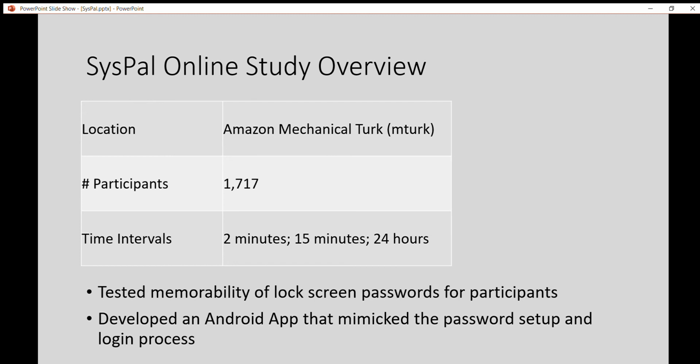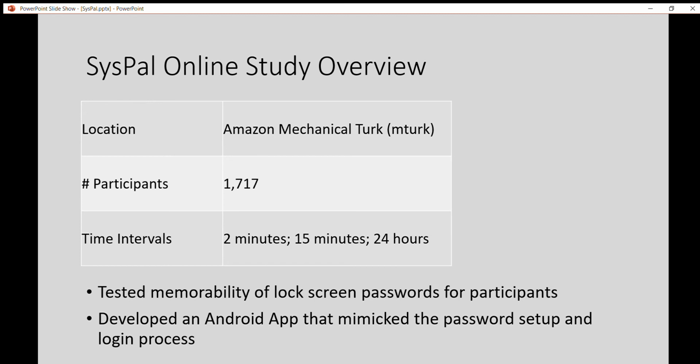For an overview of the online study, it was conducted using Amazon Mechanical Turk, which is a website that allows users to take surveys in exchange for small amounts of money. Think, 10 cents to $5 is the standard. For the study, they were able to recruit 1,717 participants by offering them between $1.50 and $2 in compensation. There were 3 time intervals that were measured, which were 2 minutes, 15 minutes, and 24 hours. This study was designed to test the memorability of lock screen passwords for each of the different policies across participants.